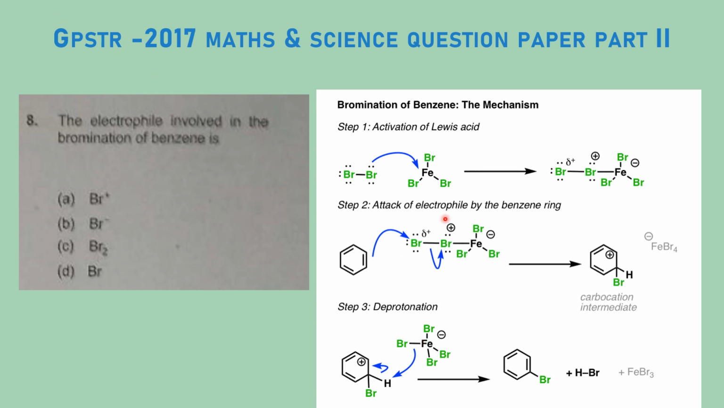Next step, attack of the electrophile by the benzene ring. Here this is the benzene ring, and the electrophile is Br+. The benzene ring transfers pi electrons to this bromine, and you can see the electron movement from here to here, then from here. The intermediate breaks here, and you get the negative ion FeBr4-. This is the formation of the negative ion. Then you can see the bond formation, and then it detaches.